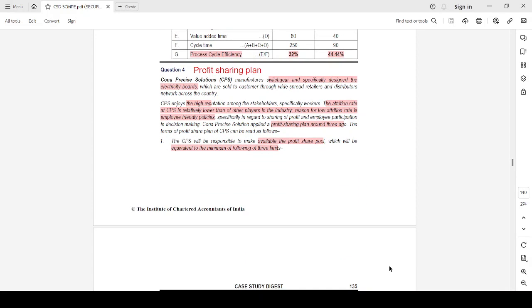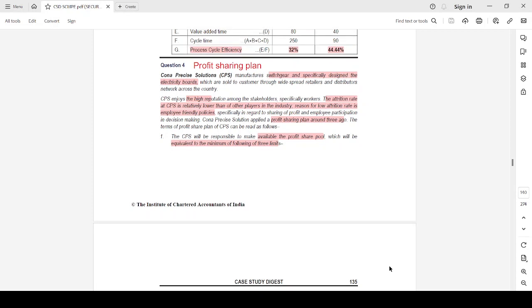Now let's move on to question number 4. It is profit sharing plan. I know I'm going a bit fast, it's fine. You just understand the things and go with the flow. Okay, now profit sharing plan. Precise Solution manufactures switchgear and specifically designs electricity boards.